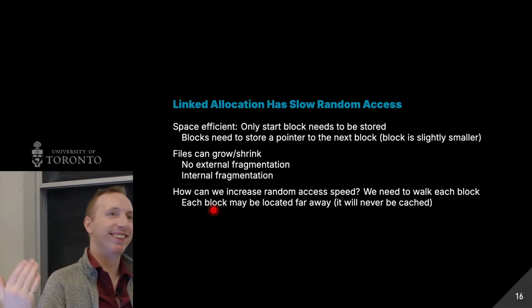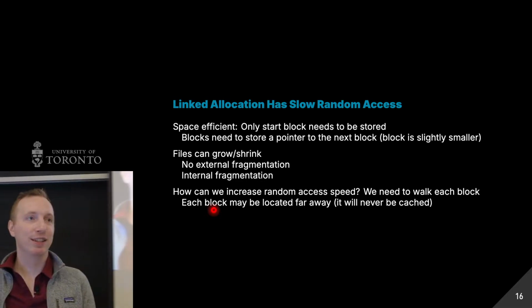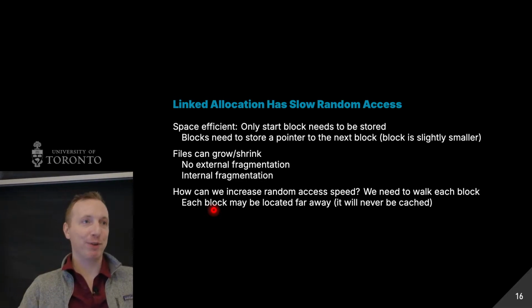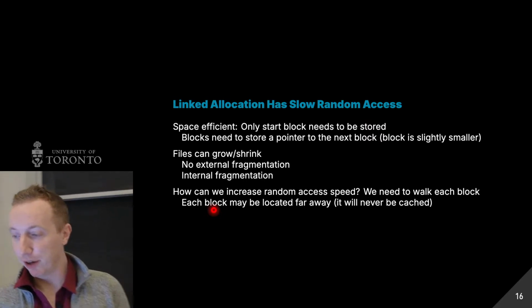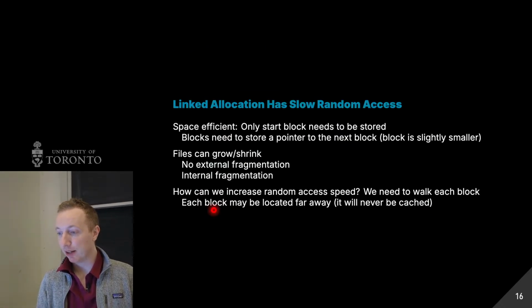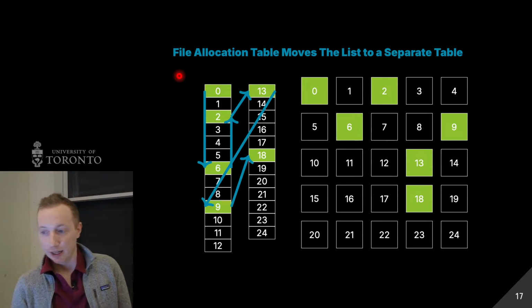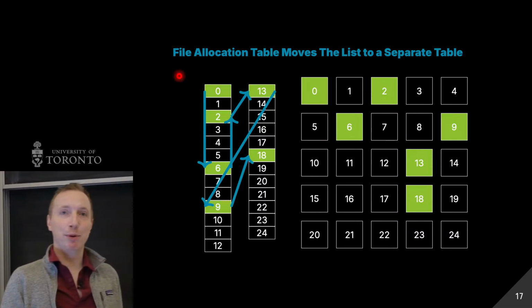Yeah, all the pointers in a single cache. If all the next pointers were just on the same block, all beside each other, that would be a lot faster. So that is the first allocation strategy that is actually used. In this case, it's called file allocation table, or FAT.